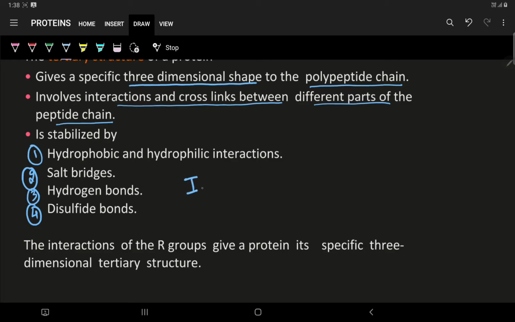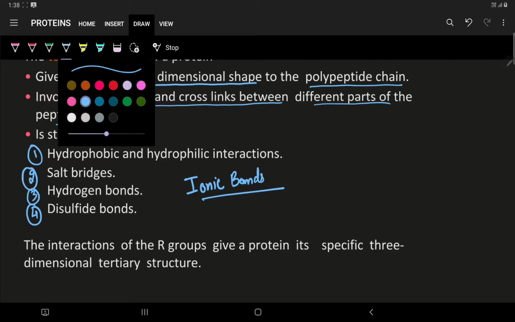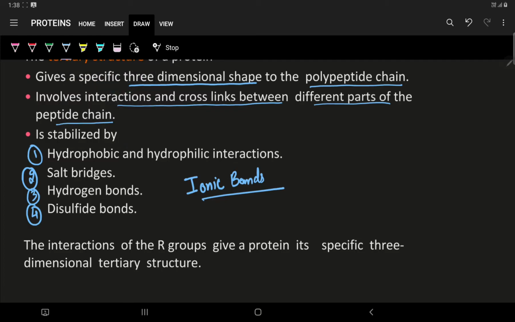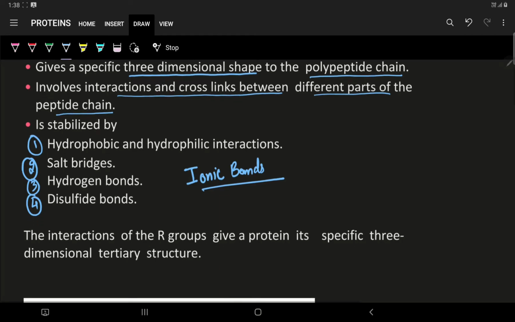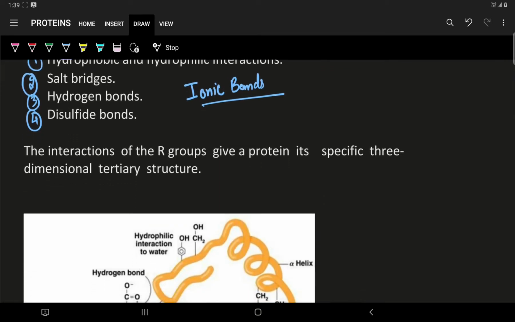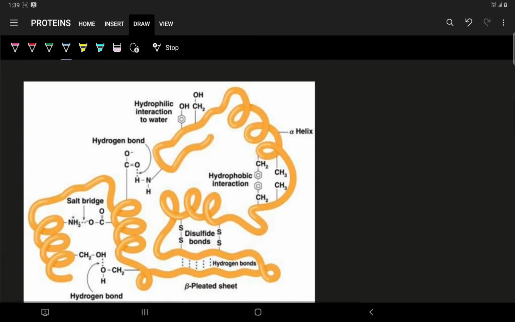Also, sometimes ionic bonds are also present. That also helps to stabilize the structure of the polypeptide chain. The interactions of the R groups give a protein its specific three-dimensional tertiary structure. So students, see here, we can easily identify the various forces of interaction.